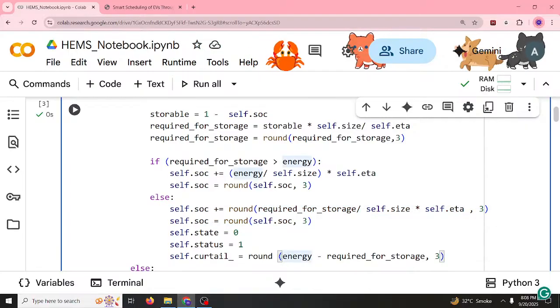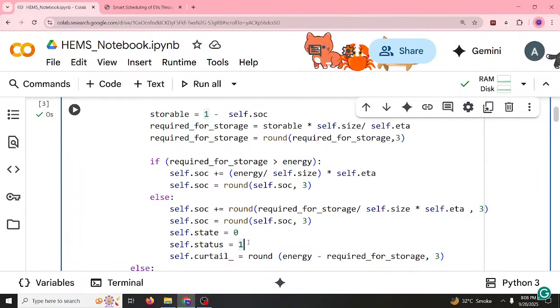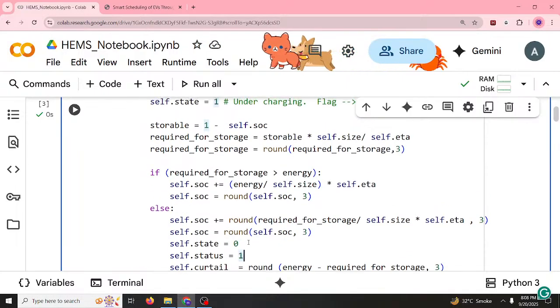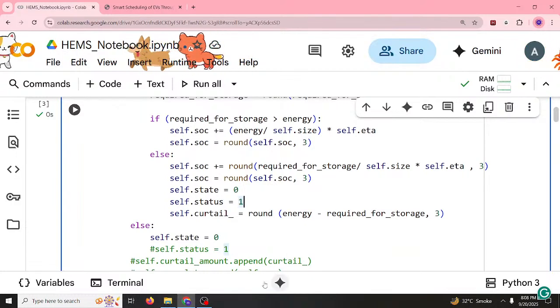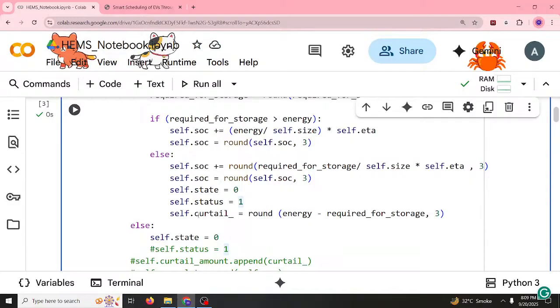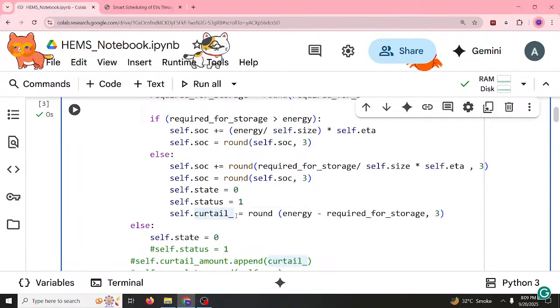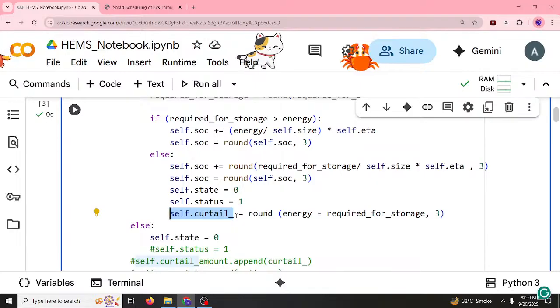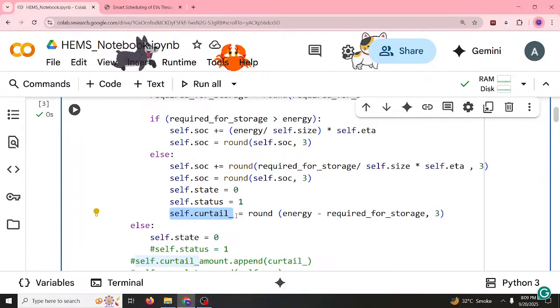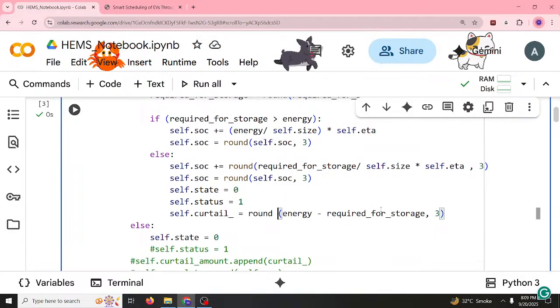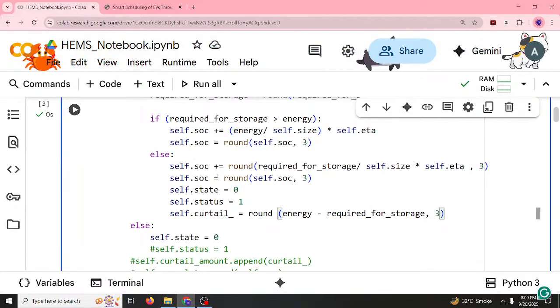We will change the status again. Let me check, yes, it is still under charging. We will change the state later, in the next step, because in this step it is still under charging. So we keep this status 1, and then we say that this much amount has been curtailed. Either this is wasted, or it can be returned to the agent for further utilization of the energy. This keeps our balance of energy in this state.